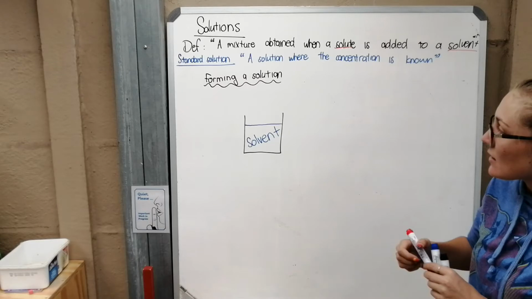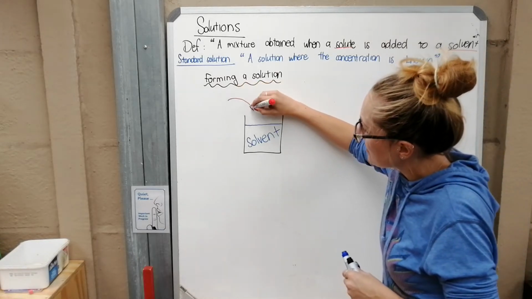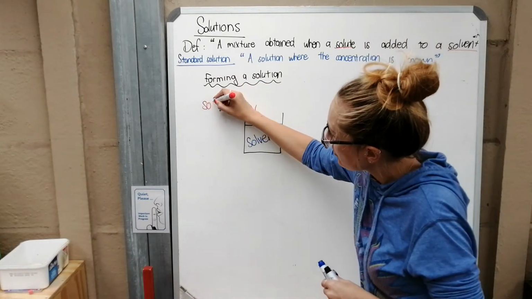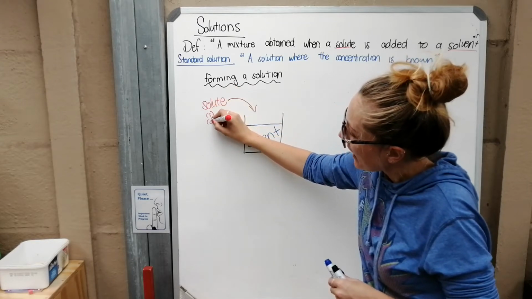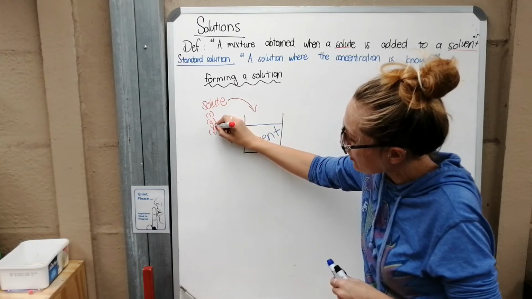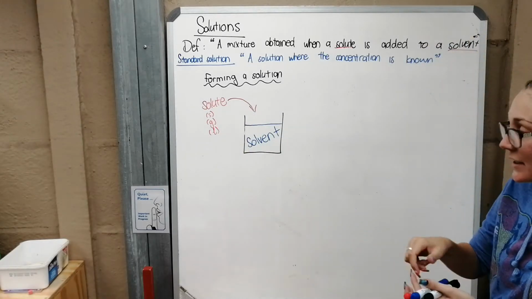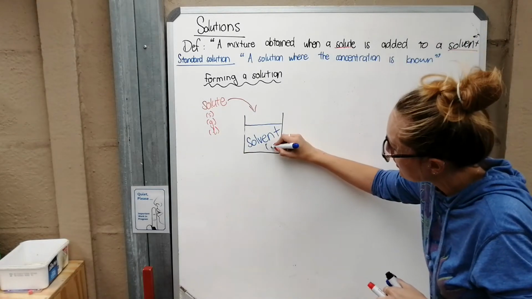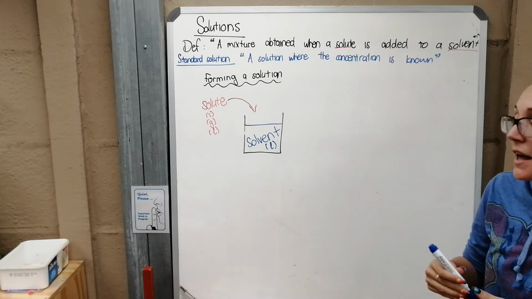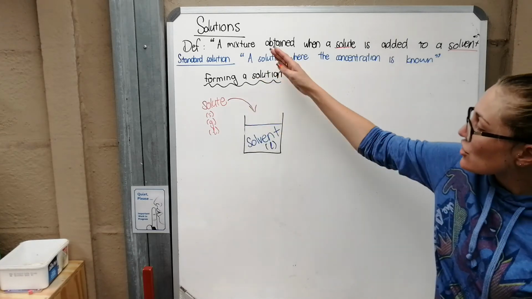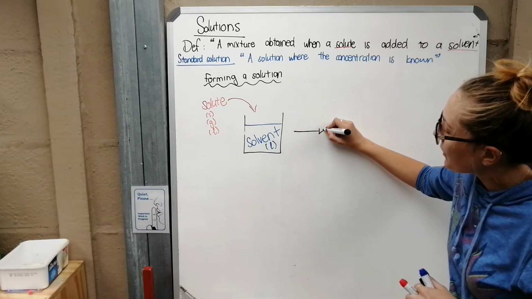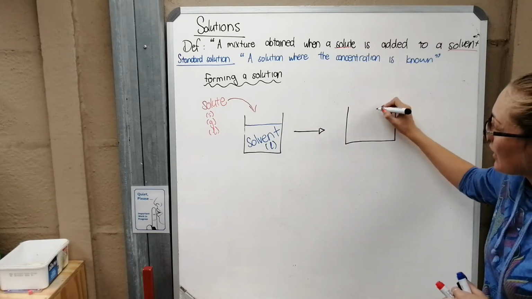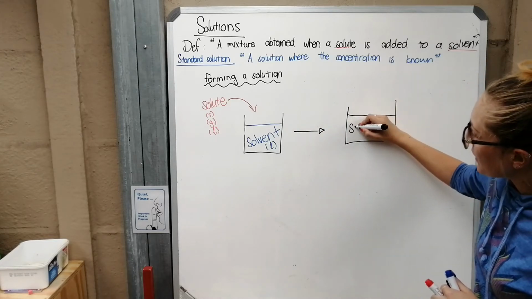Then into that solvent, we will add solute. Okay, solute is usually solid, but it can be gas and it can also be liquid, whereas your solvent is always going to be liquid. Okay, and we will pour our solute into our solvent, and that will form what we call our solution. Okay, so we'll be left with our solution.